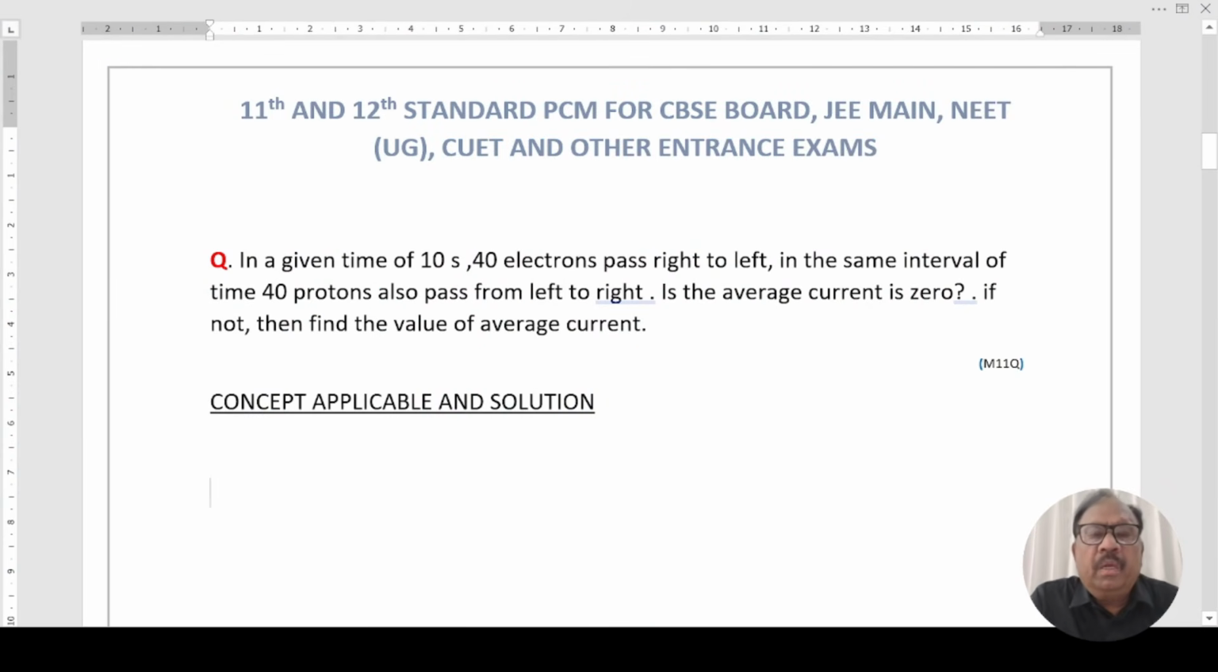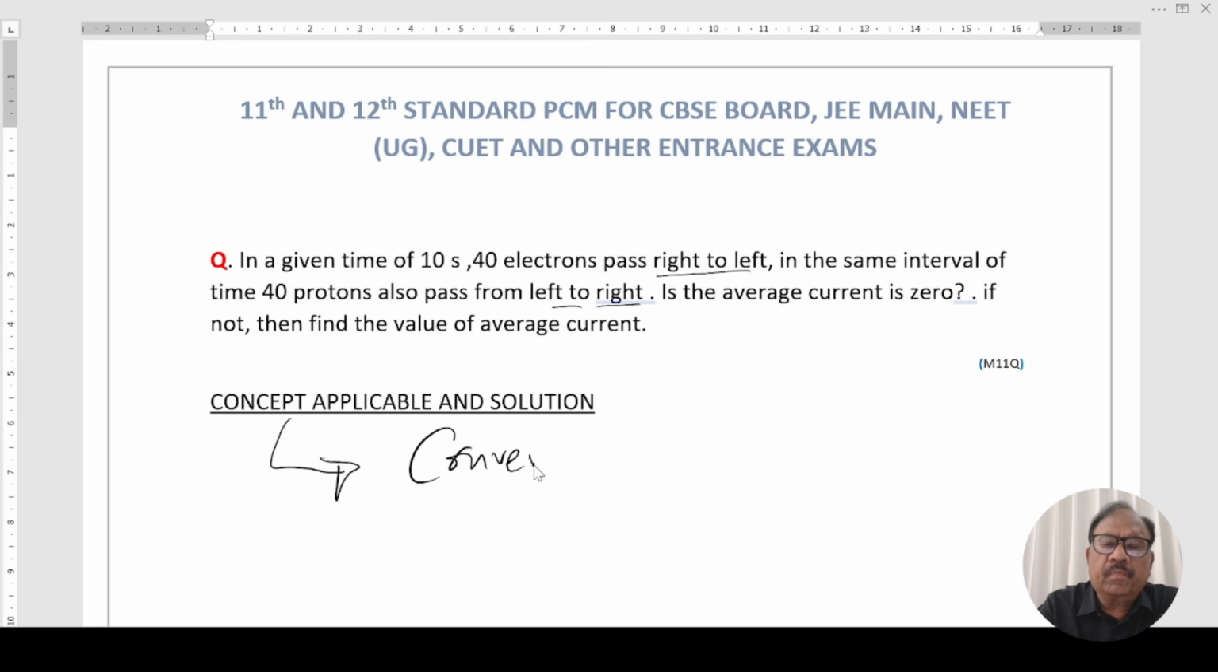Question is, in a given time of 10 seconds, 40 electrons pass from right to left. In the same interval of time, 40 protons also pass from left to right. Is the average current 0? If not, then find the value of average current. According to the question, first of all, the concept applicable.